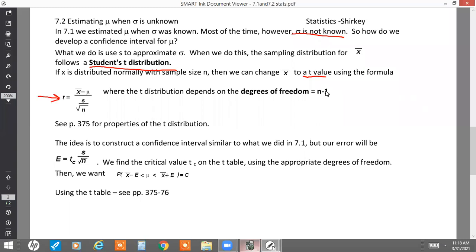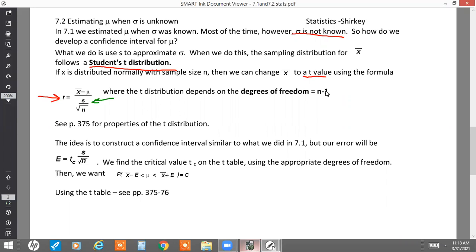Remember when we converted X bar to a Z? We did X bar minus mu divided by sigma over the square root of n, right? Here we're doing X bar minus mu divided by S, the sample standard deviation, over the square root of n. So what we're doing is using S, the sample standard deviation, to approximate sigma.